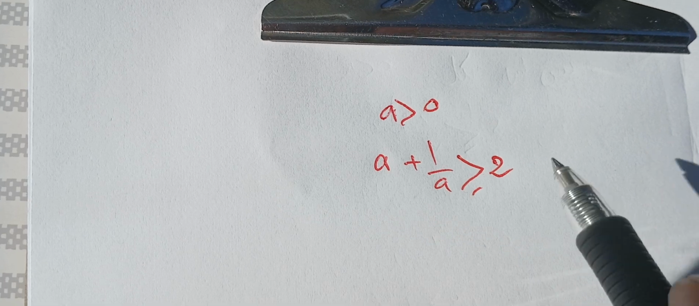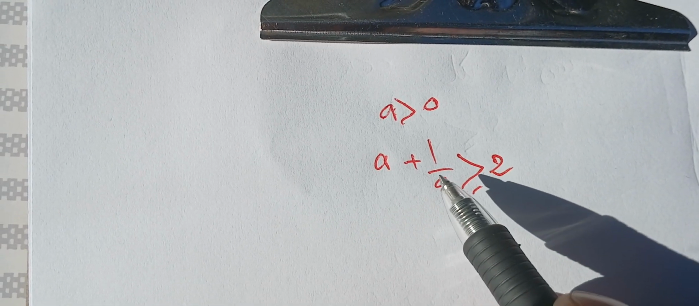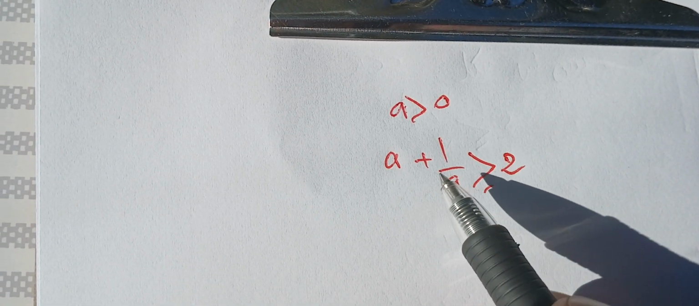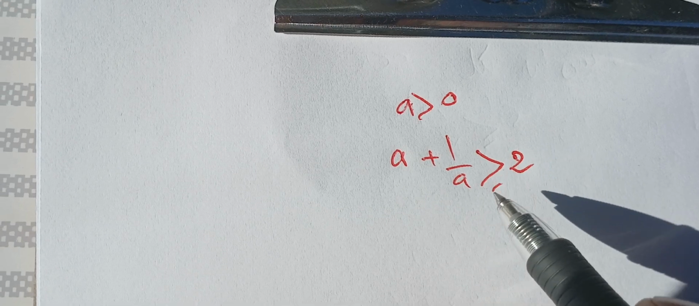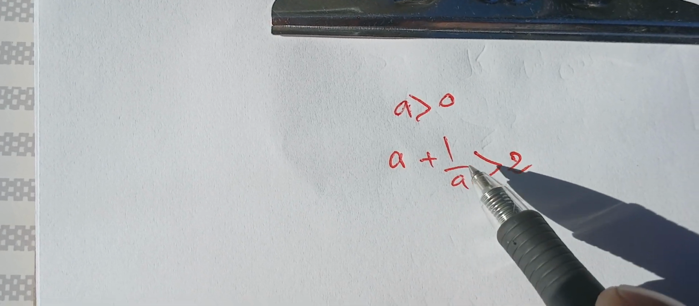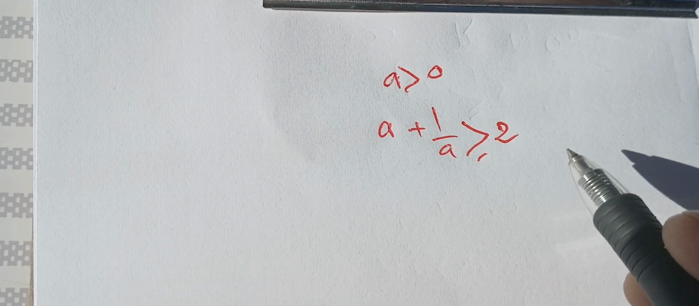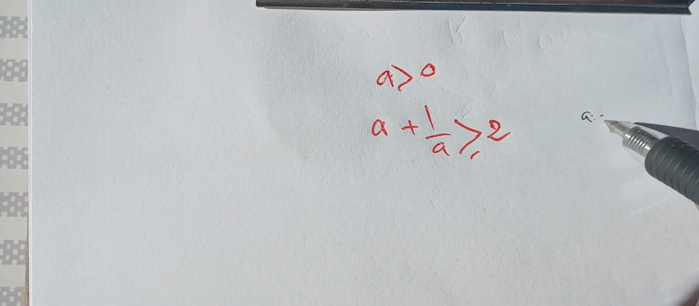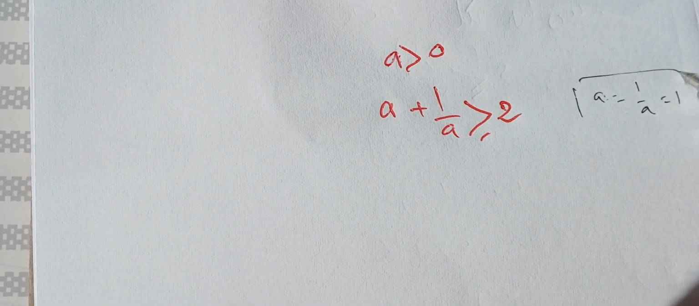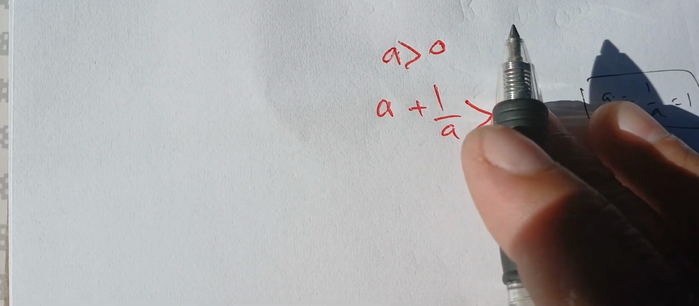It's equal to 2 in the case when a is 1, and therefore 1 over a is 1, and this means that we have 1 plus 1 is 2. So we have the equality case when a is 1. How are we going to prove this result?